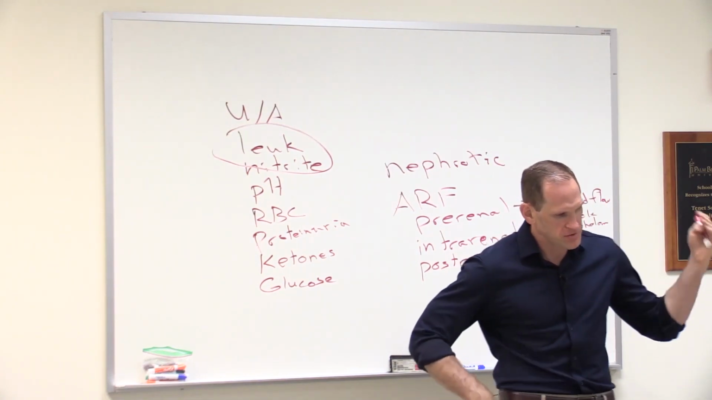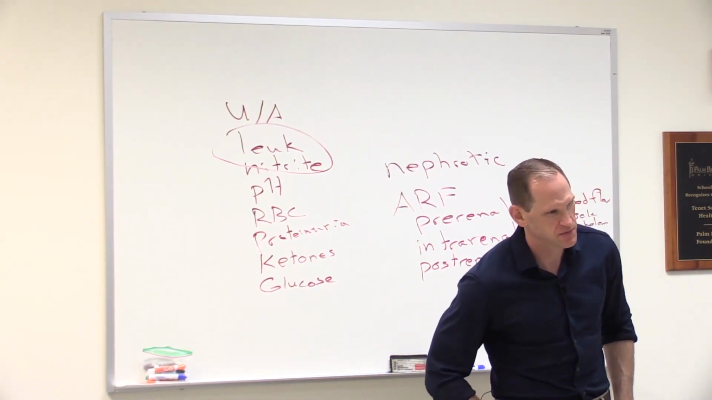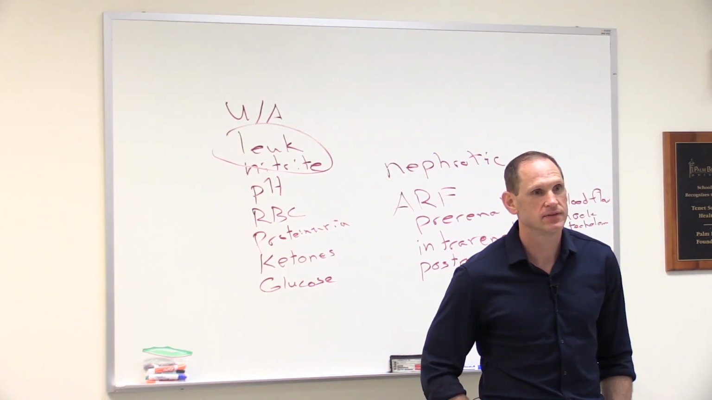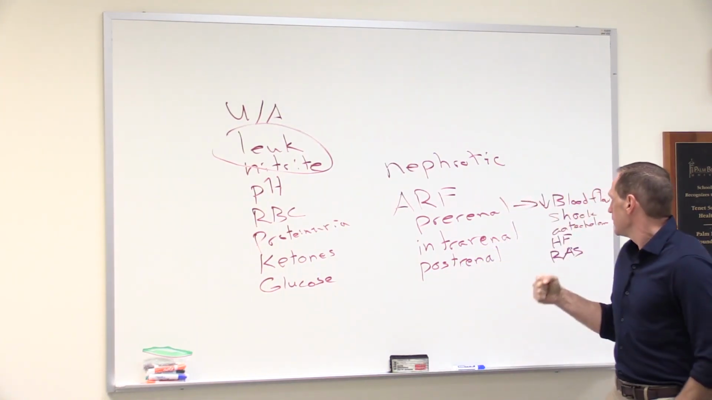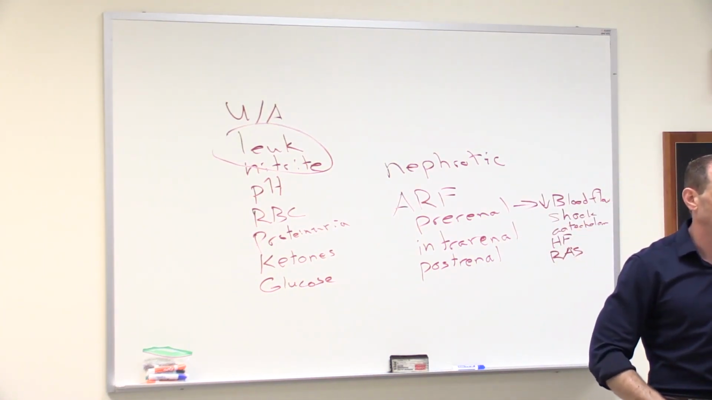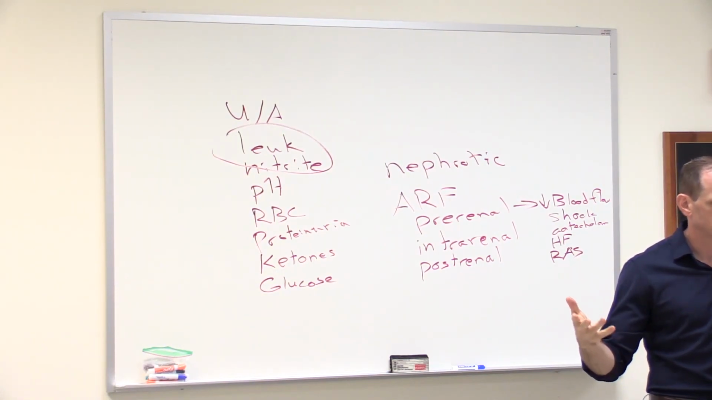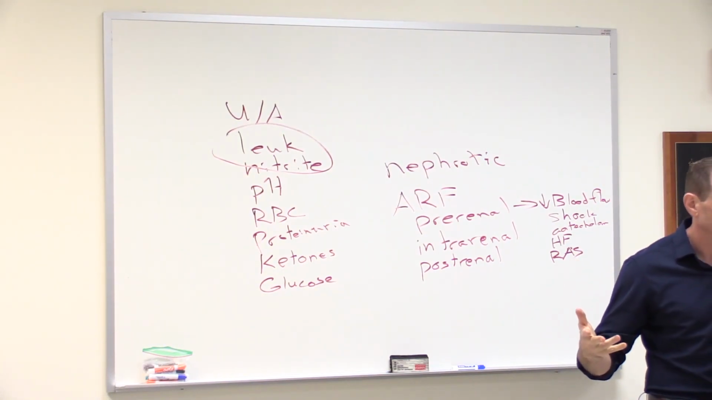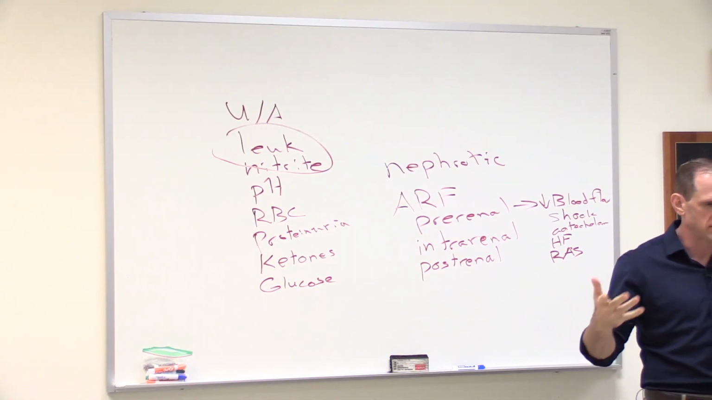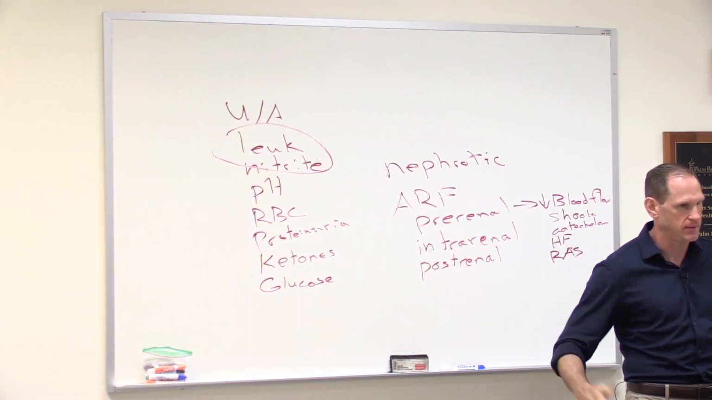Now, what's the defining characteristic of prerenal failure? Decreased blood flow. To what? To the kidneys. The next one is intrarenal. This is a problem inside the kidney itself. So glomerulonephritis is one of the major causes there. So poisons, infections, something is actually causing a problem inside the kidney.